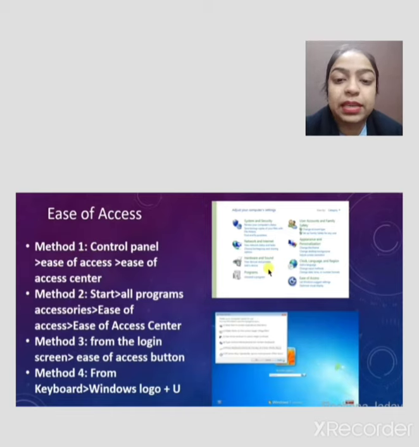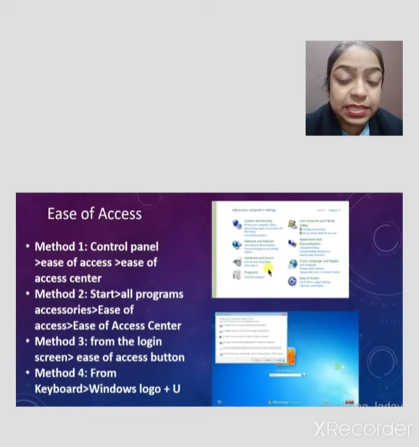Now next is the ease of access. How can you perform all these activities with your accessibility objects? There are also four methods to run it. The first method is you reach the control panel. After that, a window or screen will open where you will see an option of ease of access, and you have to click on that. After that you have to move to the ease of access center. That is the first method.